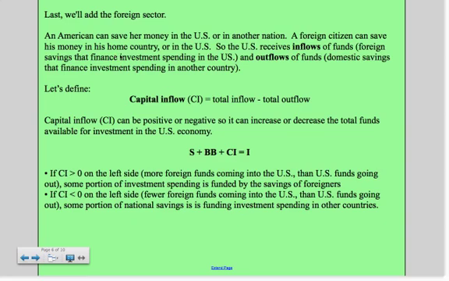Now let's add the foreign sector. So remember, in this example, an American saver can save her money in the U.S. or in another nation.